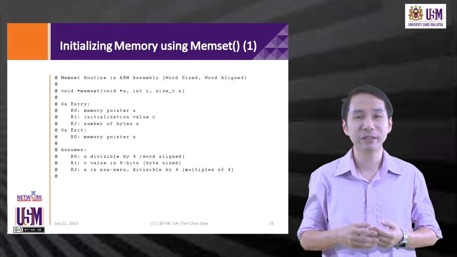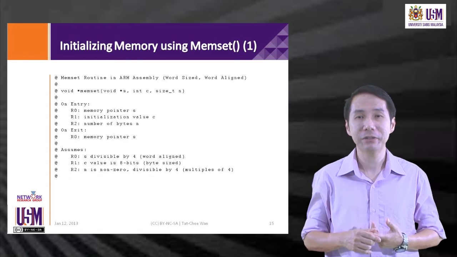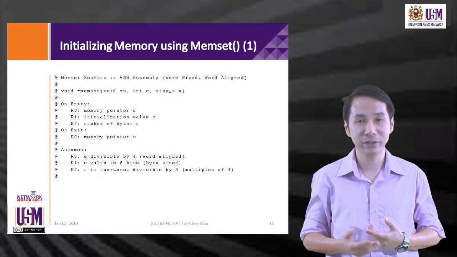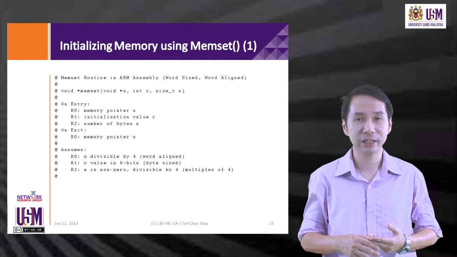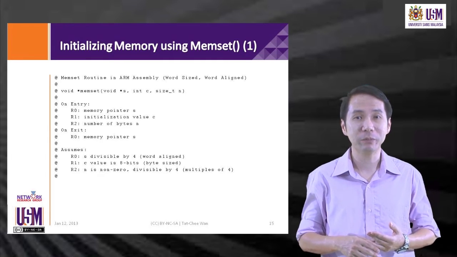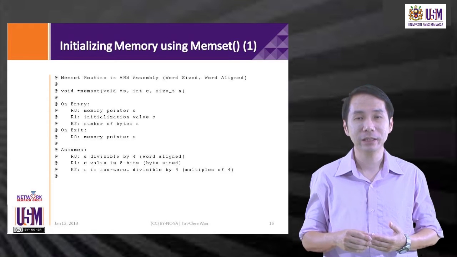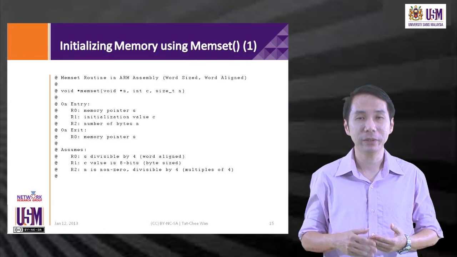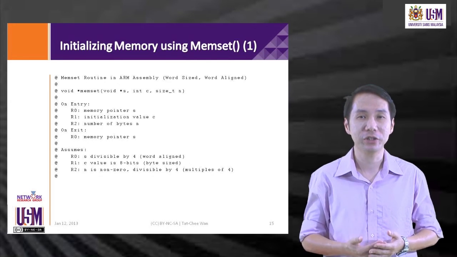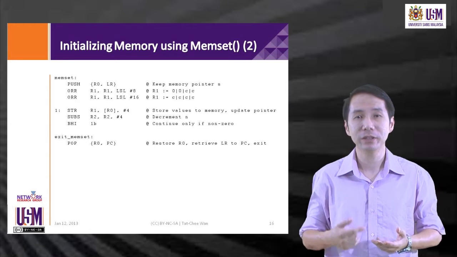In order to initialize memory using memset, we need three parameters. First is the address of the array of bytes that we want to initialize. Second is the value that we want to initialize it to. And thirdly, the number of bytes that we will modify. And all these are passed in parameters in registers R0, R1, and R2 based on the AAPCS convention that we studied previously. We can implement memset in two ways.